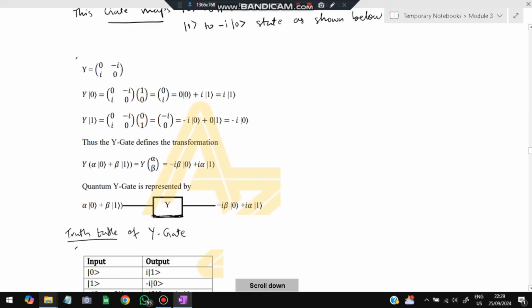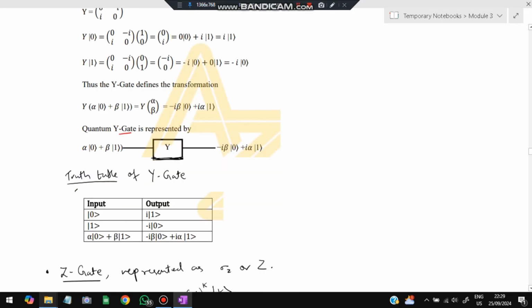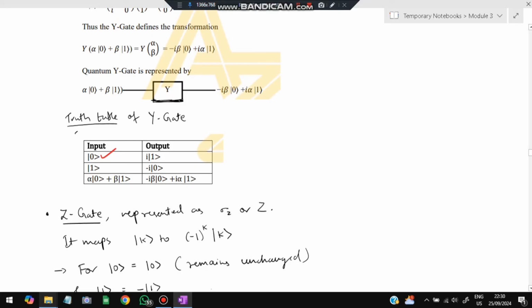If we write the alpha and beta equation, it will become Y into alpha 0 plus beta 1, that is nothing but Y into alpha and beta, so it will become minus i beta 0 plus i alpha 1. And we have the quantum Y gate representation. Write the same input here, and the output which you get is minus i beta 0 plus i alpha 1, and in between we write Y. The truth table is also similar: 0 will become i1 and 1 will become minus i0, and alpha 0 plus beta 1 will become minus i beta 0 plus i alpha 1.